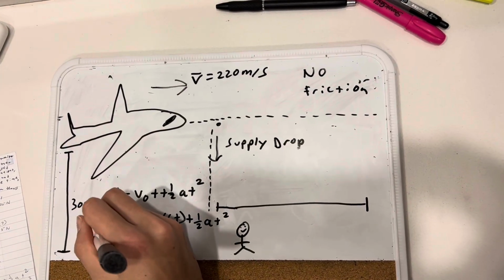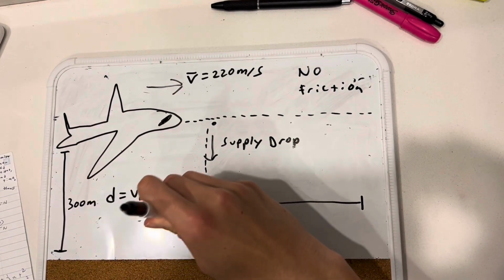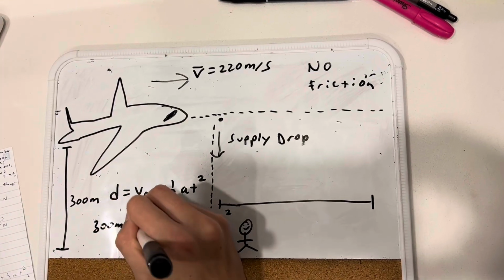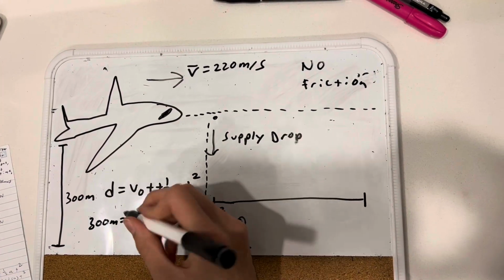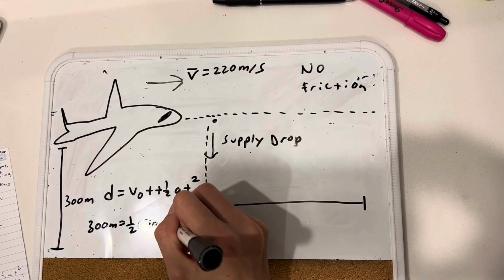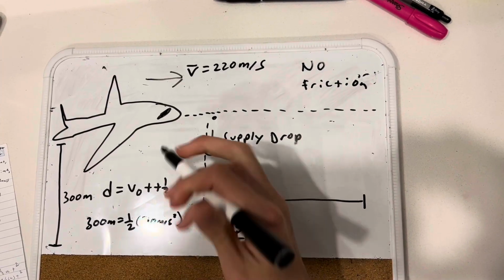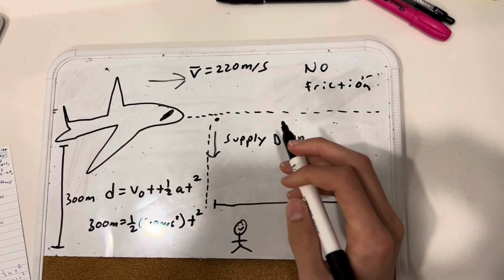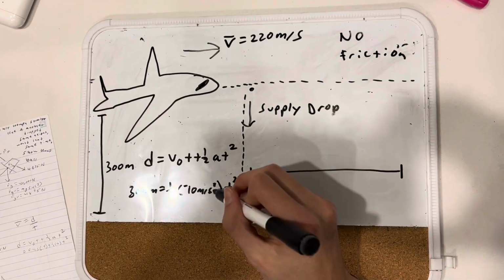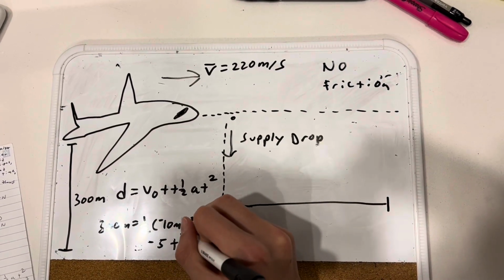And then here I'm just going to erase this for space purposes. We have 300 meters equals 1/2 times a, the acceleration due to gravity, which is -10 meters per second squared, then multiplied by time squared. That's what we're solving for. So -10 times 1/2 is going to equal -5 t squared.